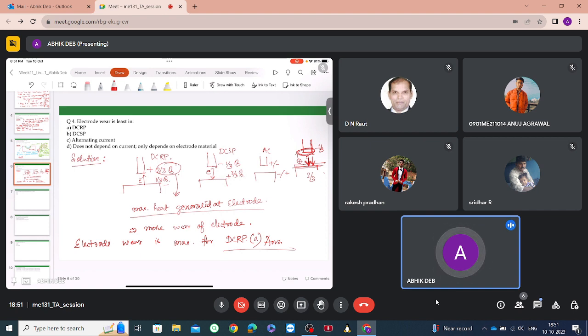So depending on which one is a positive or which one is a negative terminal, more heat will be generated in the positive terminal and less heat will be generated in the negative terminal. So have you understood now? Yes, sir.